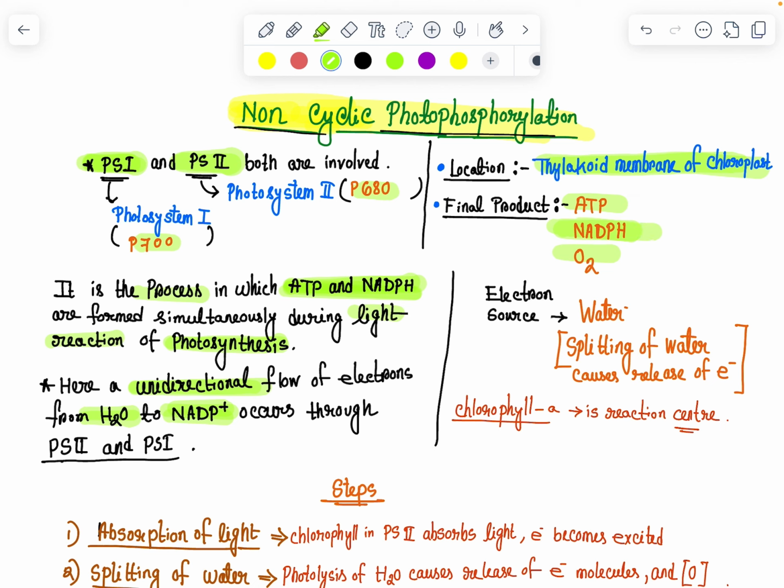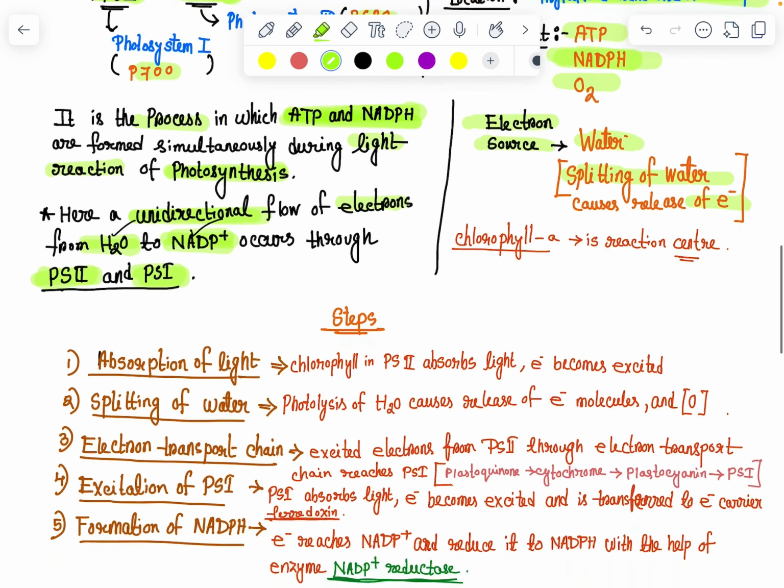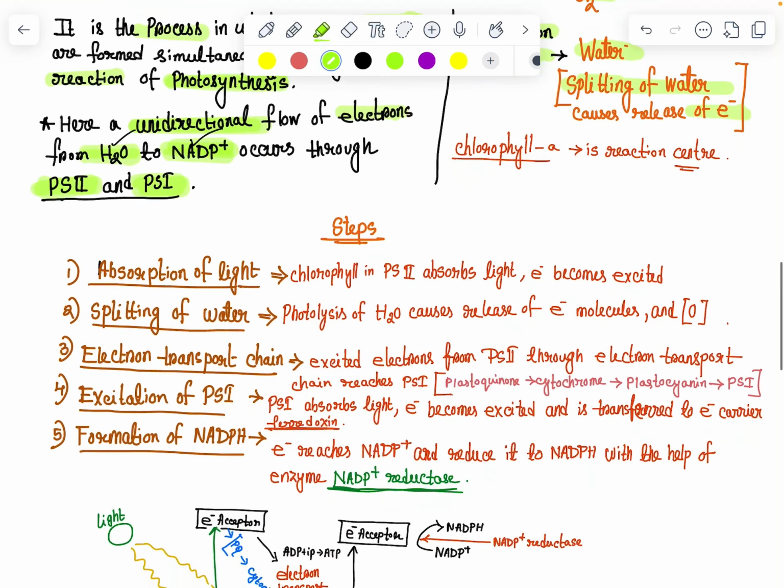Here I have also mentioned that the electron source is water. By splitting of the water, the electrons are released and then passed on from the H2O molecule to the NADP plus molecule, through PS2 and then PS1. First PS2 and then PS1. Now we will look into the steps of it.